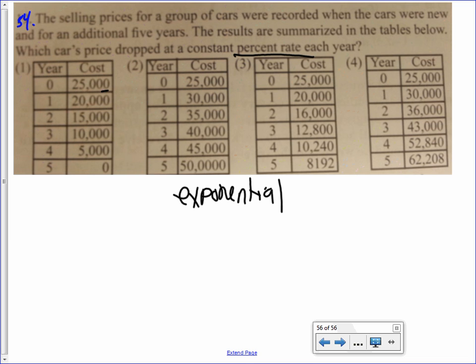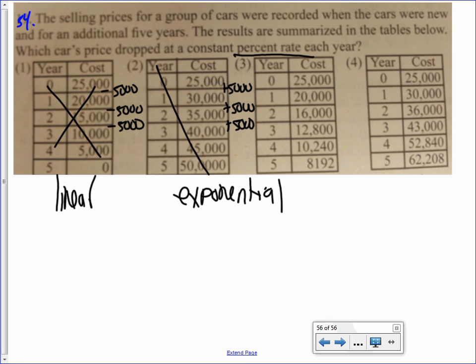Choice 1, that's minus 5,000. That's minus 5,000. That's minus 5,000. That is linear. So that is not the answer. Choice 2, plus 5,000. Plus 5,000. Plus 5,000. Linear.